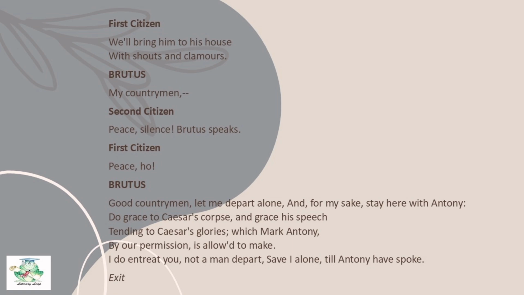So in these lines, Brutus steps aside, allowing Antony to speak while ensuring the crowd remains in place to hear Antony's words about Caesar's legacy. This shows Brutus's desire for order and respect, as well as his belief that Antony's speech is necessary for the people to understand the full picture.